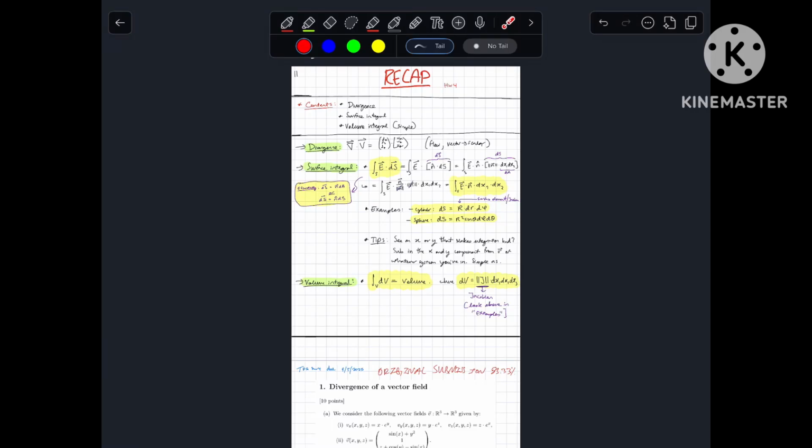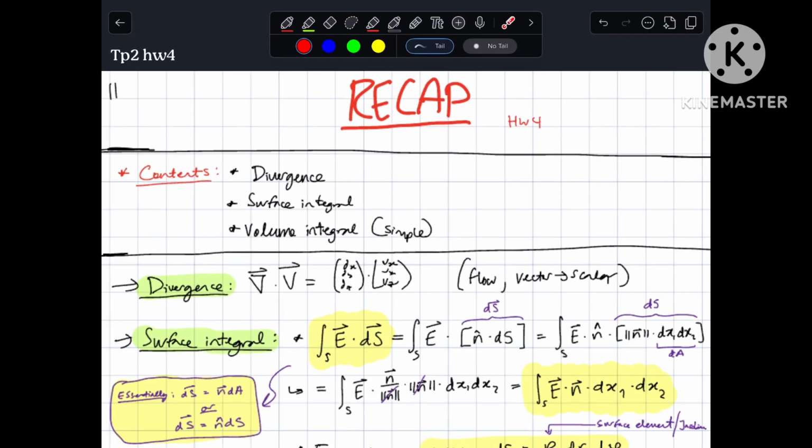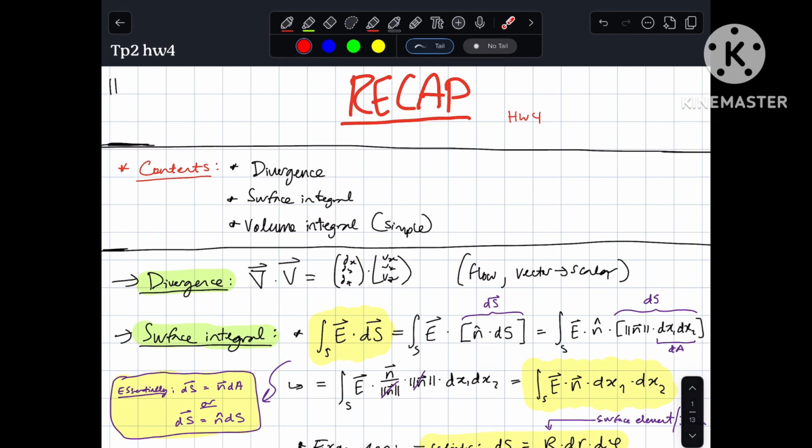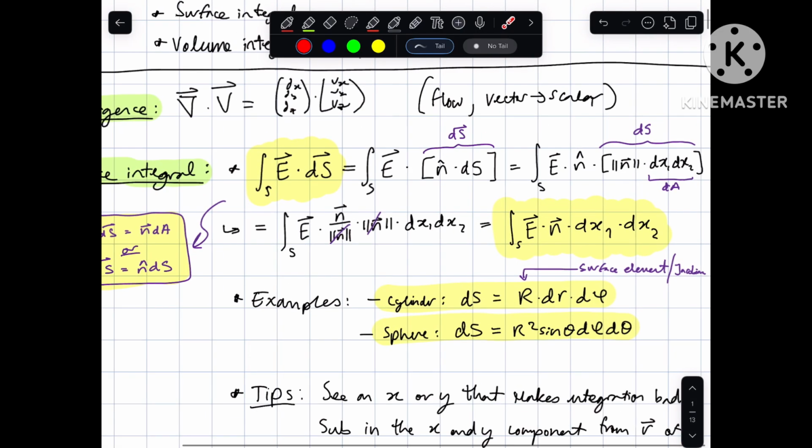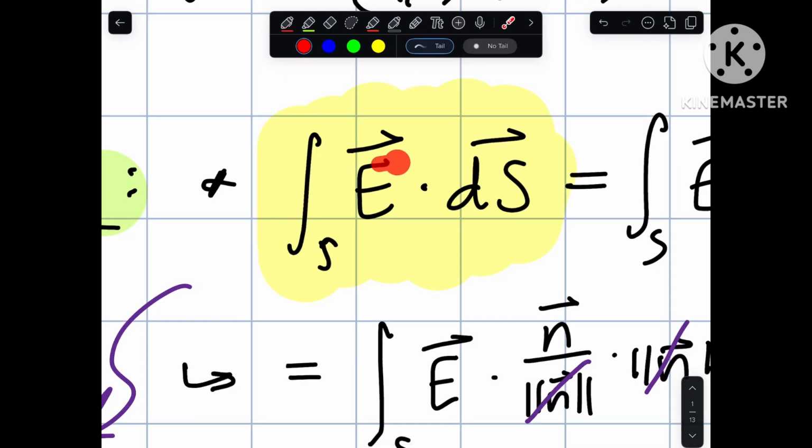This is homework 4. The contents of this homework: divergence, surface integral, and a very simple volume integral. Divergence, I'm not even going to get into it. Surface integral, so it's like this. It's your vector field times your little vector ds.